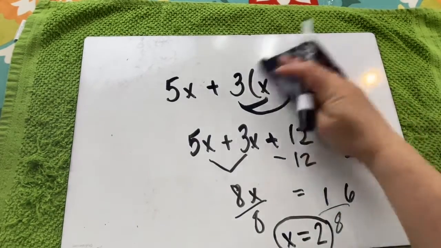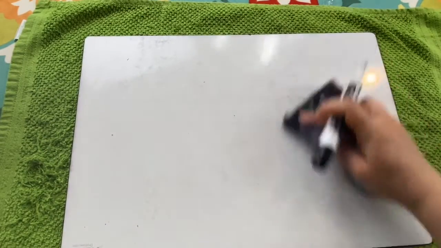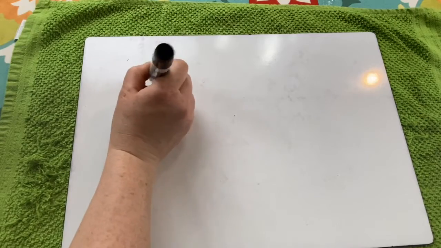Okay? So again, it's just watching your negatives, solving the equations. Okay. Here's a harder one where they're going the other way. Frankie's favorite.